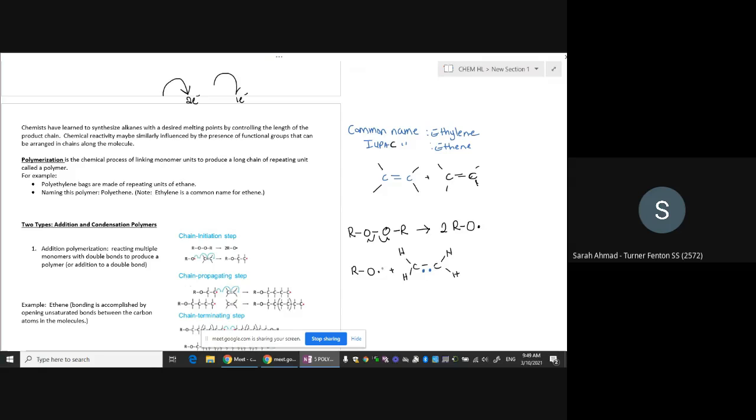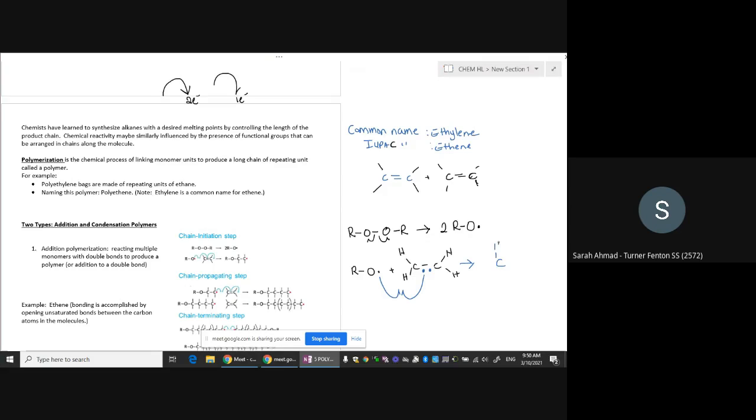So what happens now? This radical is dying to become stable, right? It wants to get rid of this single electron. So it goes ahead, breaks up the pi bond, and takes one of the electrons. So what did I do? I took the electron here, I combined it with the electron here, and now I end up making a bond.